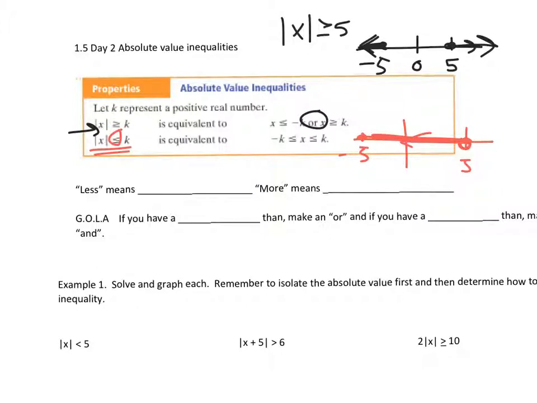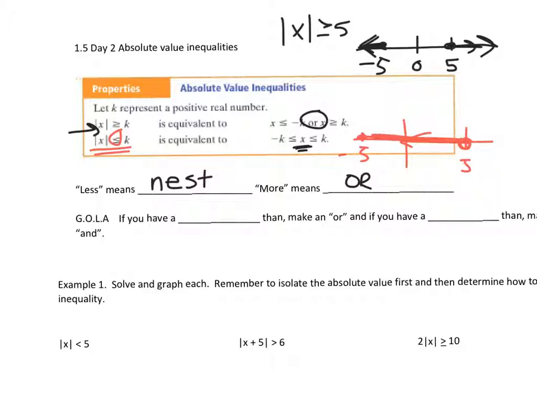So you have to look at whether it's a less than or a greater than. Less means I'm going to make a nest. See how x is nested between the negative and the positive? So if it's a less than, I'm going to make a nest. And if it's a greater than, I'm going to make an OR problem. So an OR is greater than the positive or less than the negative of that number.